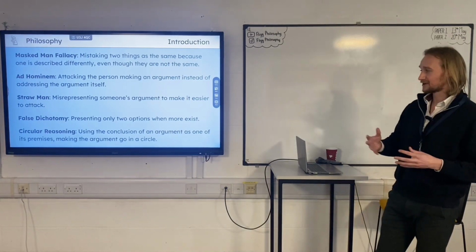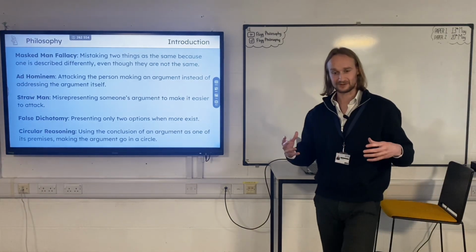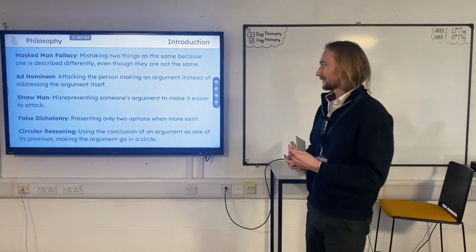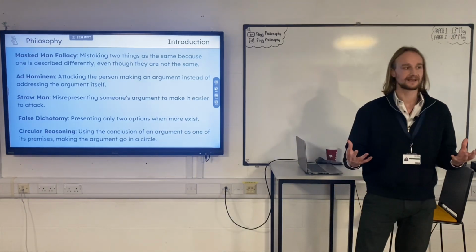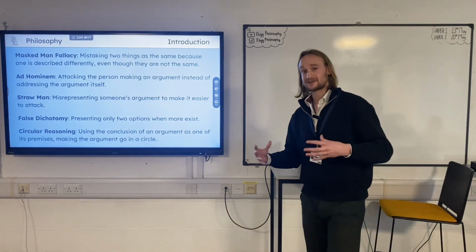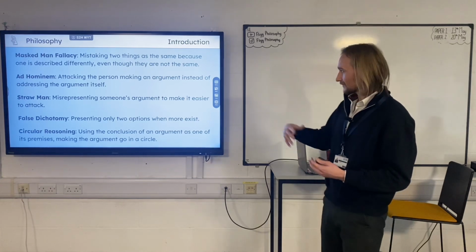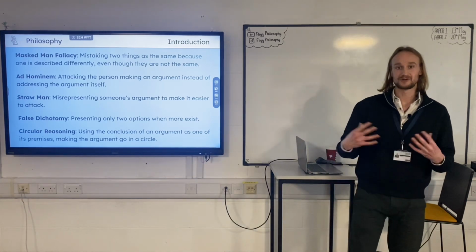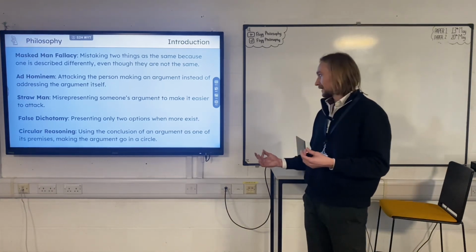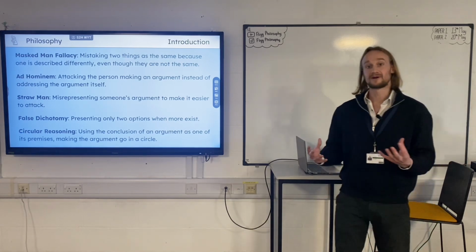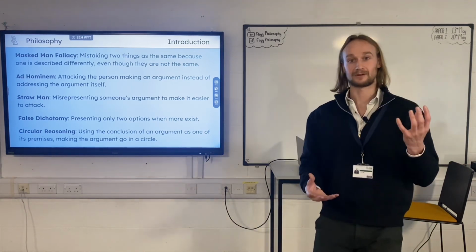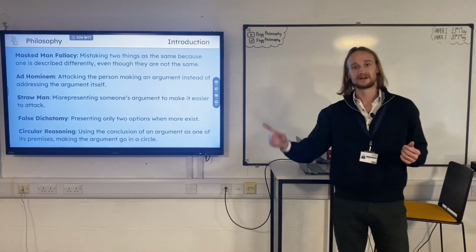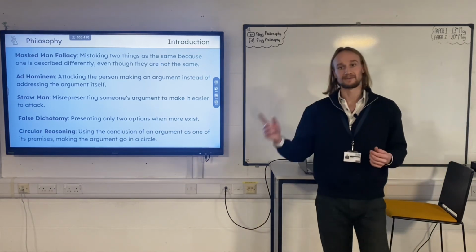And the last one is circular reasoning. You need to be aware of this because there are quite a few arguments in philosophy that you're going to look at that might have circular reasoning in them, or it might at least be argued that they're circular arguments. This is when the person has used the conclusion of an argument as one of the premises, so that you're asked to accept the premise, which is actually the conclusion, and therefore you have this circular or unfair argument.